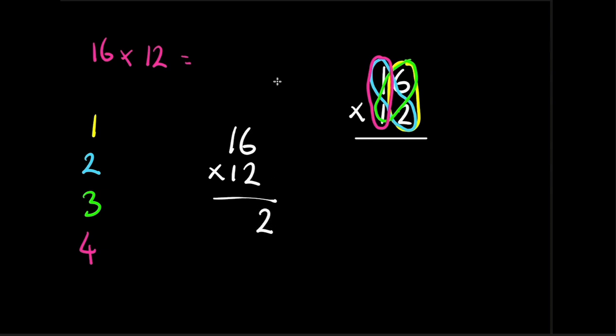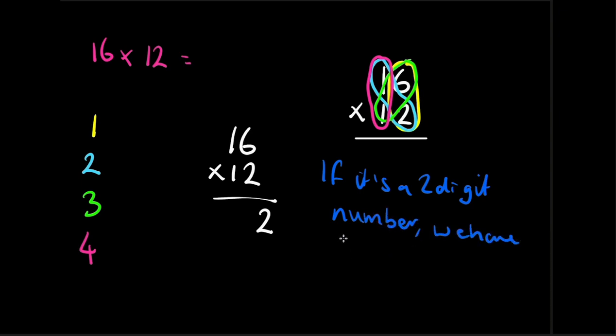But again, I should write this down. If it's a 2-digit number, we have to carry it on. So we have to carry the 1 from the 12. So then we have 1 times 2, which is 2. But then we have 2 plus the 1, so that will equal 3.